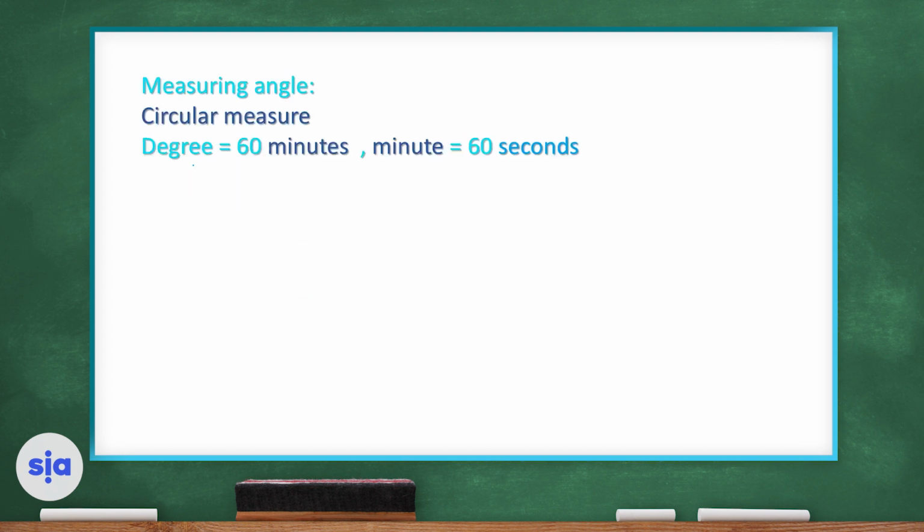For measuring the angle, we can use the circular measure that we can write in degrees, minutes, and seconds. Let's now move to example 1. How to write 38.5 degrees into degrees, minutes, and seconds. It's very simple, you just do it with a calculator.